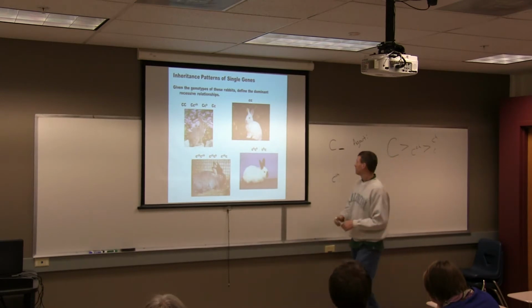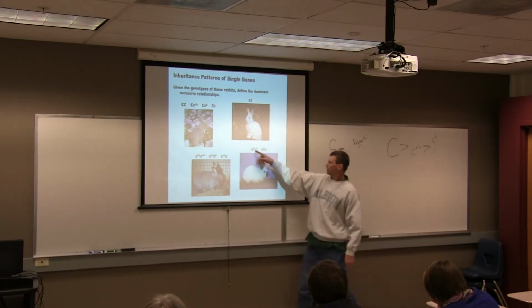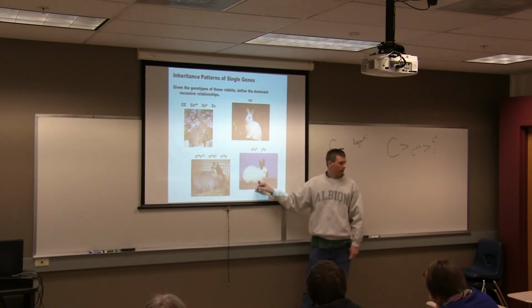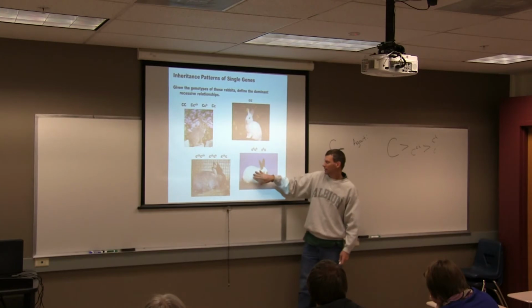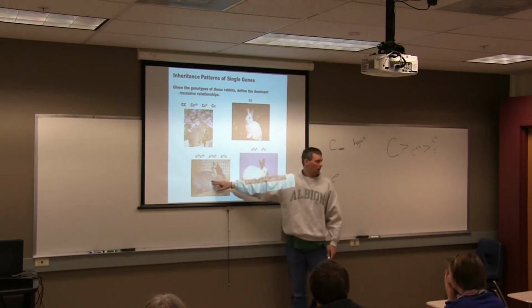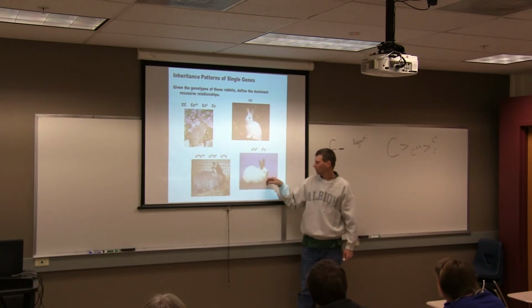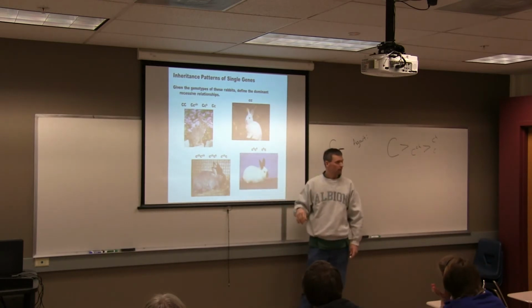So if we have C with an H, it doesn't matter what the other one is, you'll get this. And in this case, this is a variation of this in which all the pigments are concentrated in the tips of the animal, the tail, the nose, and the ears. Isn't it crazy?